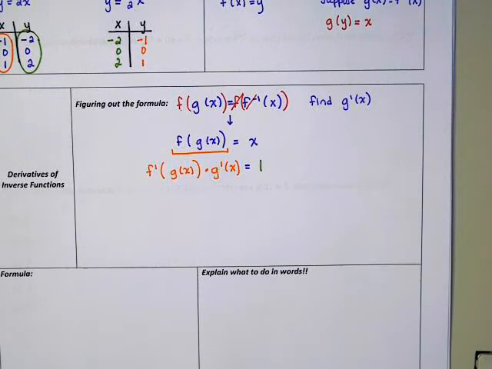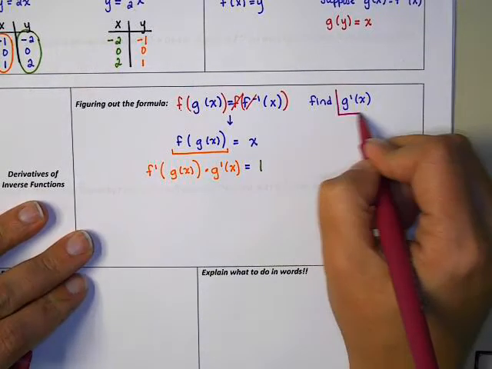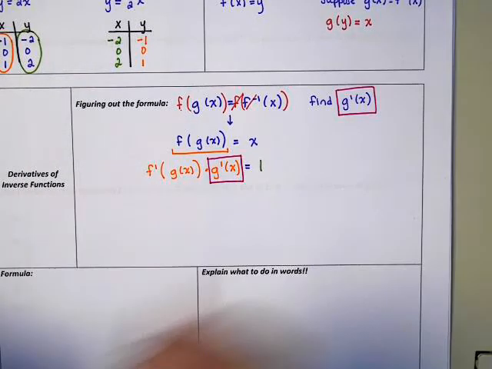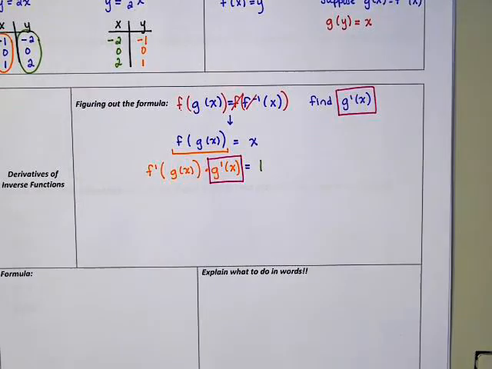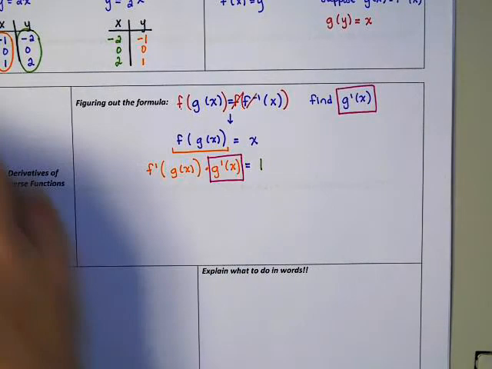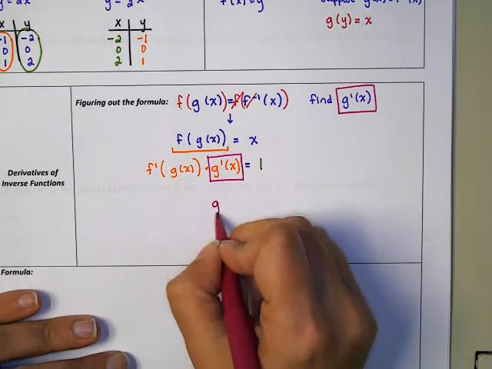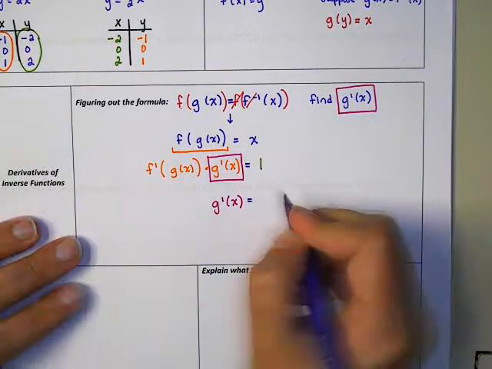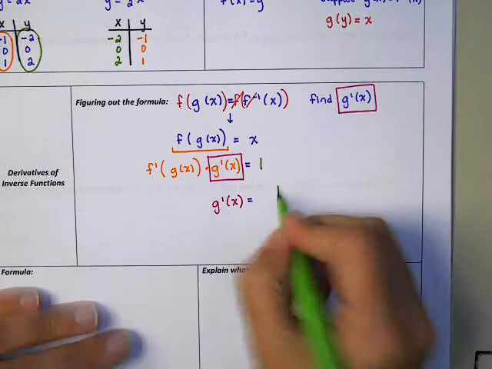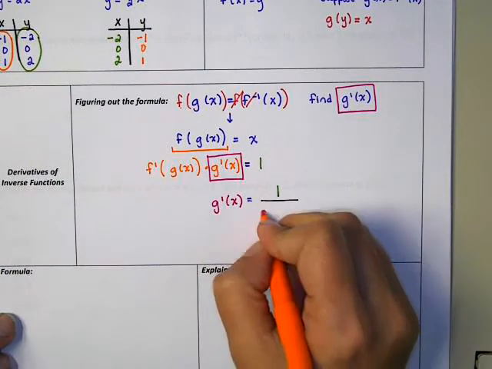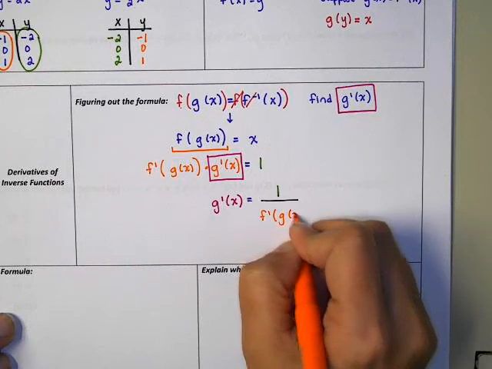Now remember, our goal here was to find g prime of x. What you'll notice is that g prime of x is now part of what's on the left side of this equation. So to get g prime of x by itself, I would just divide by f prime of g of x. So g prime of x would equal 1 over f prime of g of x.